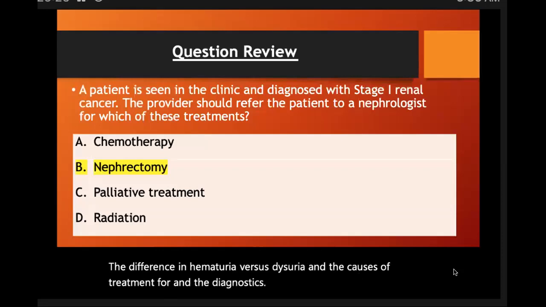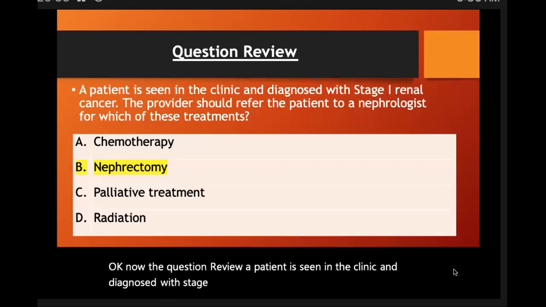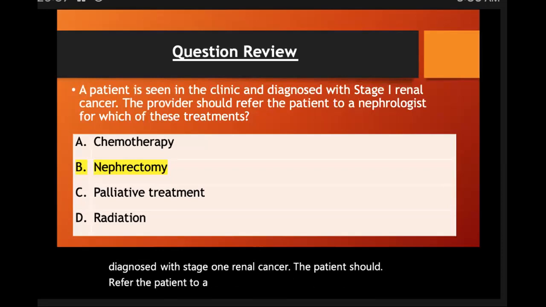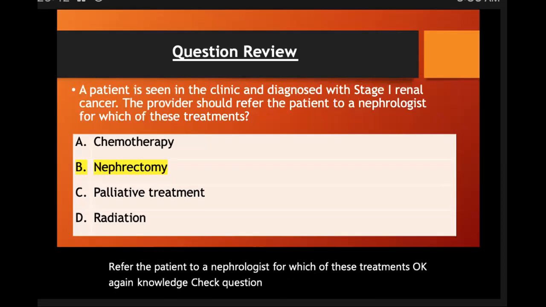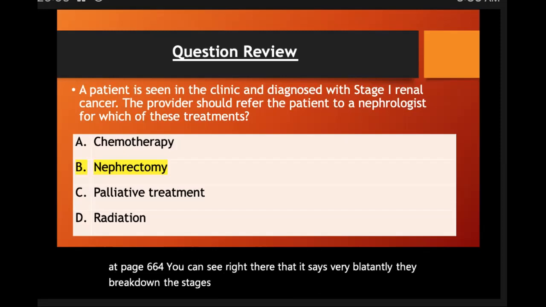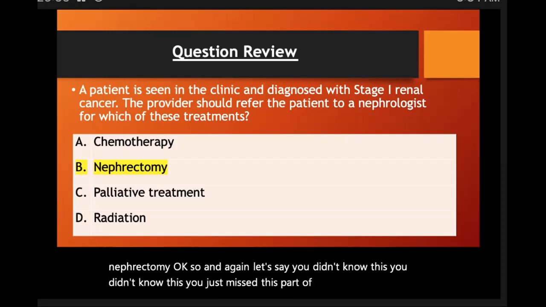Okay, another question review. A patient is seen in the clinic and diagnosed with stage 1 renal cancer. The patient should be referred to a nephrologist for which of these treatments? Again, knowledge check question. I want you to look at page 664. You can see right there, very blatantly, they break down the stages, and stage 1 is consistently treated with a nephrectomy. Let's say you just missed this part of your readings, or you forget and can't remember.